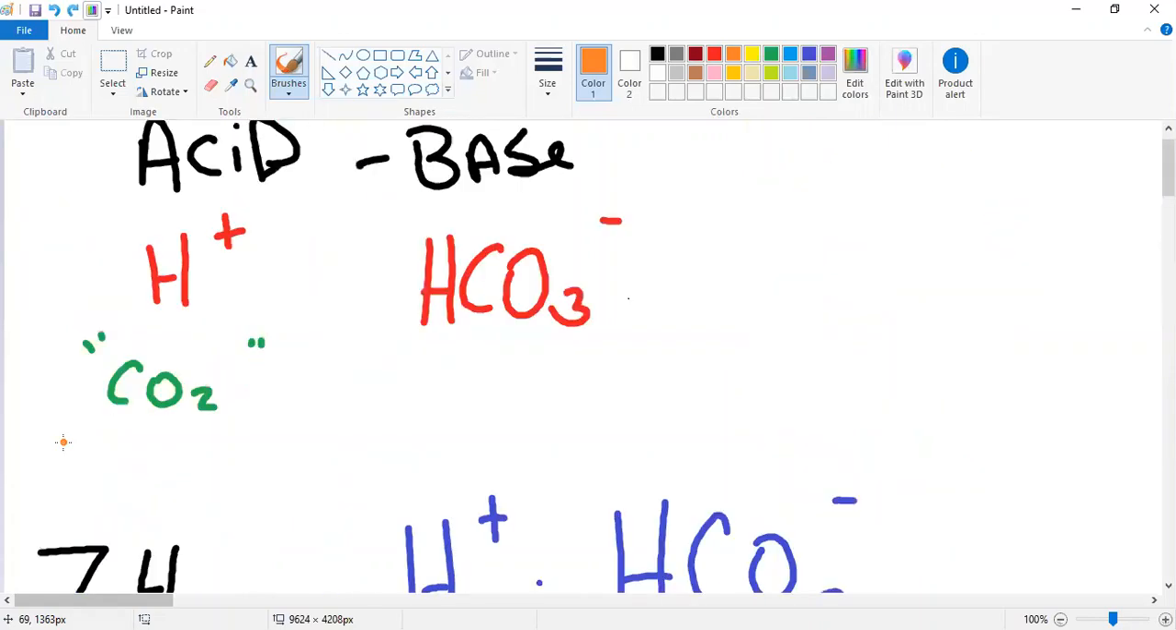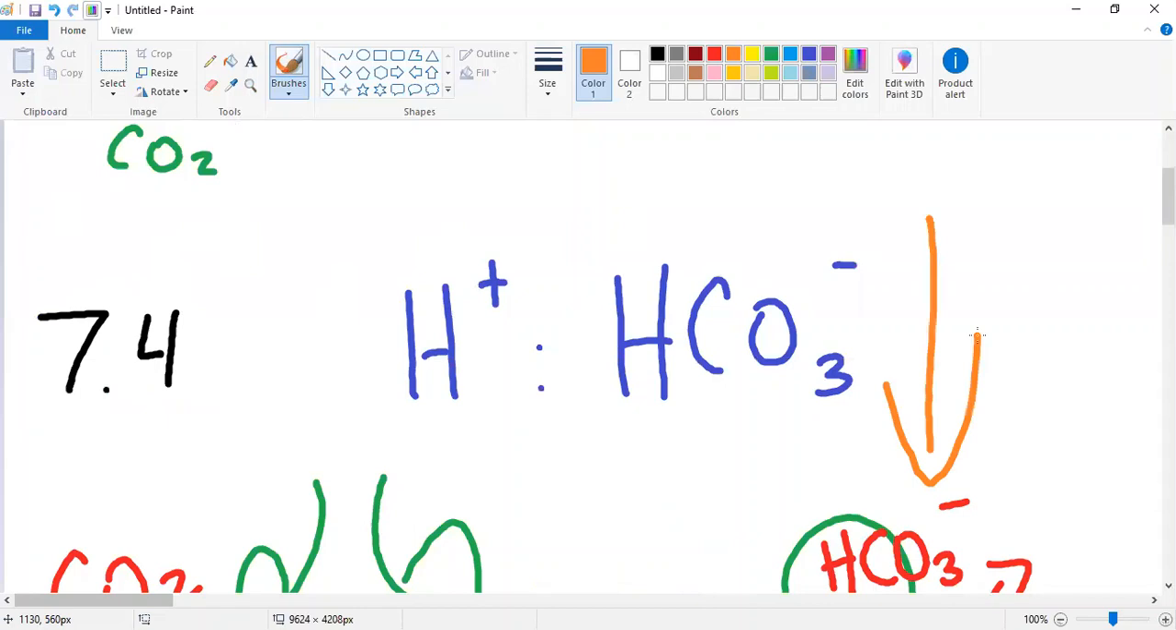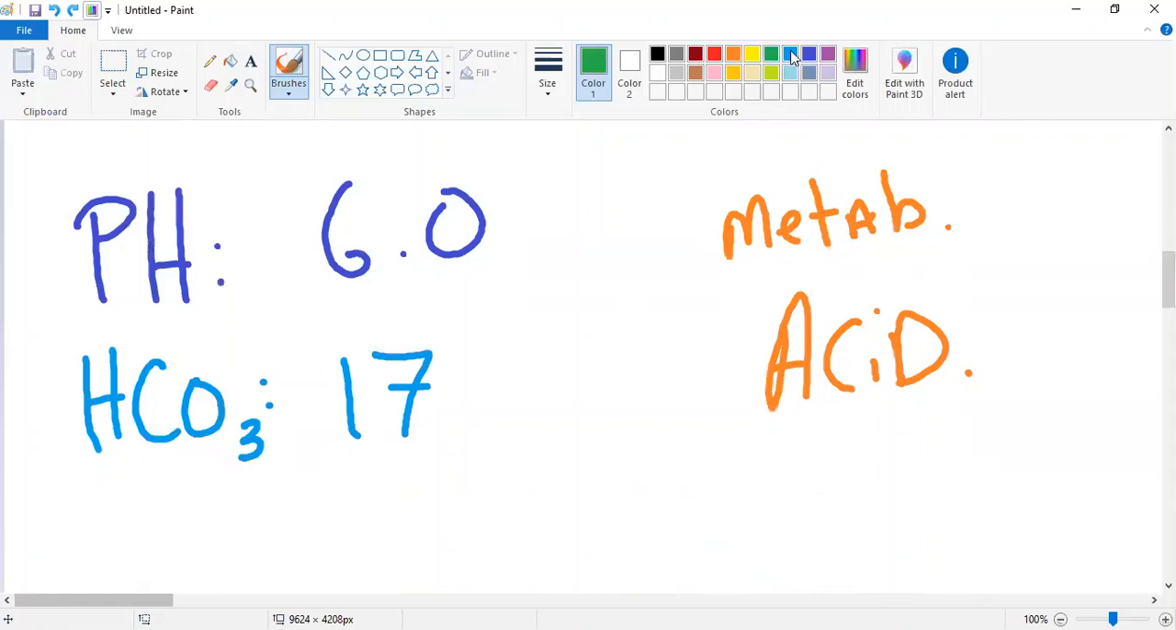So if I decrease bicarb, what should happen to CO2 or hydrogen? Hydrogen or CO2 should decrease also. How do I do that? Hyperventilating. Meaning that if I go to CO2, what's normal CO2? It's about 40. So if CO2 is about 40, you said hyperventilation, so CO2 should be just under 40. Let's say it's about 33. That tells me that the patient has metabolic acidosis with respiratory compensation.